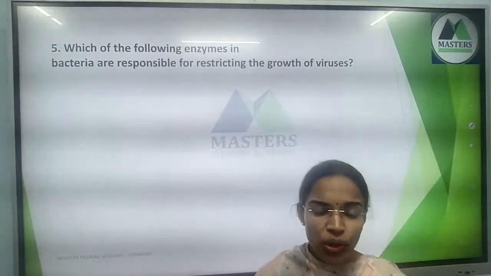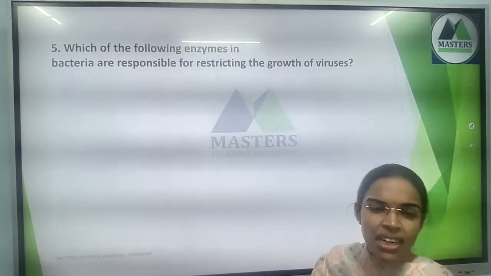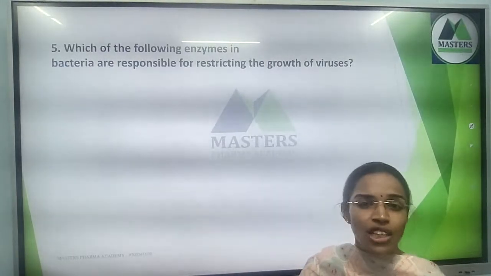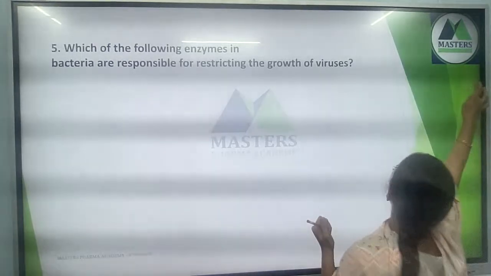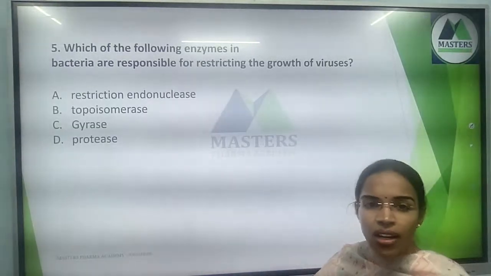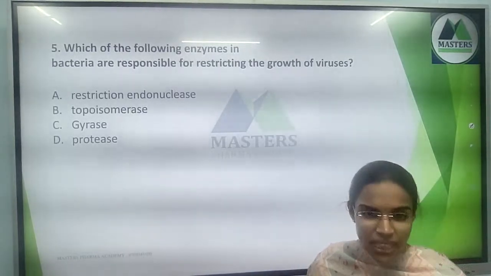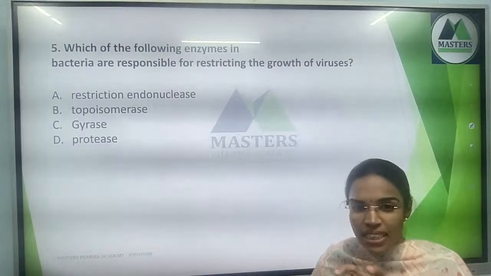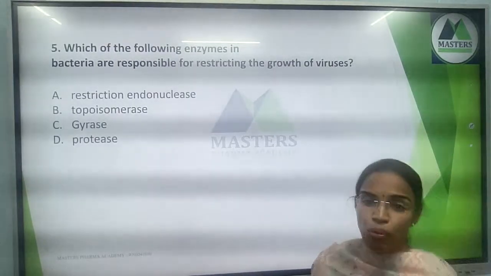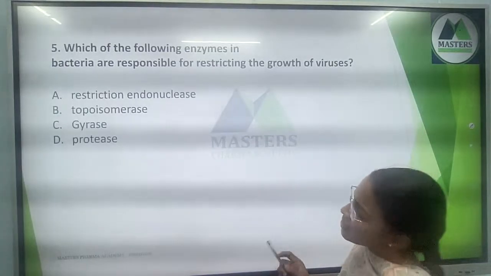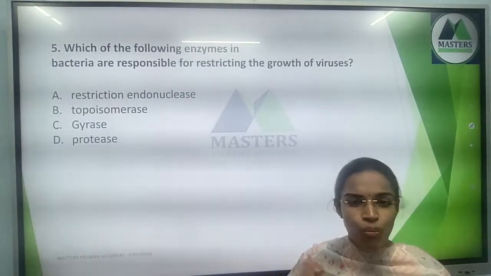Moving on to question number 5. Which of the following enzymes in bacteria are responsible for restricting the growth of viruses? The options are: A, restriction endonucleases; B, topoisomerase; C, gyrase; and D, protease.